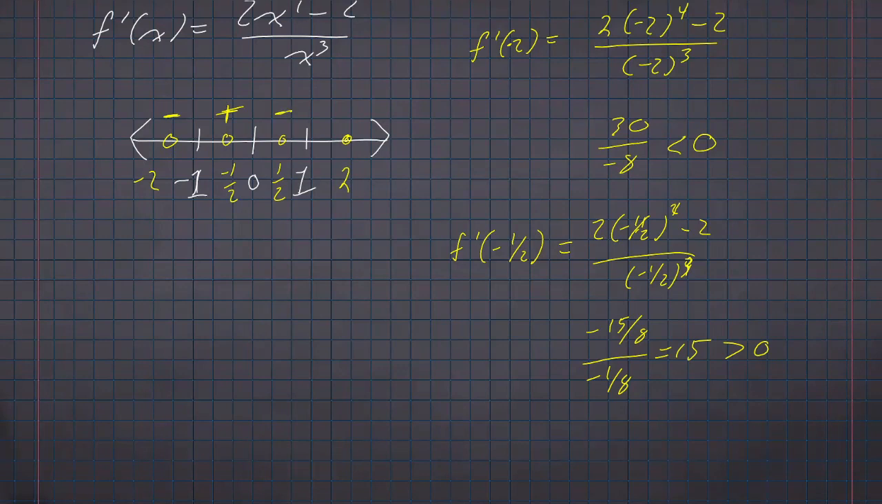You'll find that between 0 and 1, when you evaluate at positive 1/2, you'll get that the function is negative. And if you try evaluating at positive 2, you'll get that the function is positive. I'm not going to go through those calculations. I invite you to do so on your own.